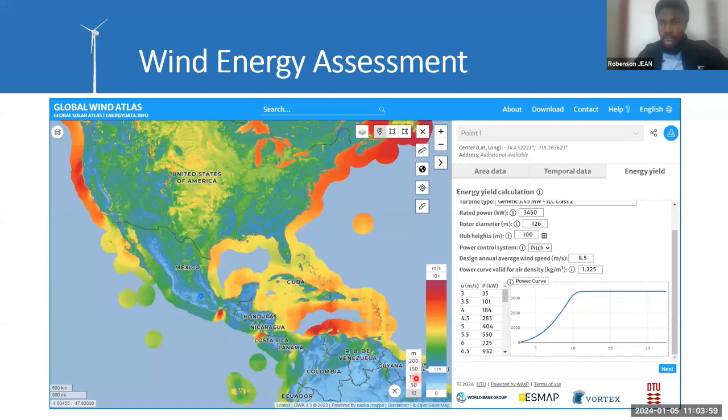And also this helps you to select the technology, like the rated power for the corresponding wind turbine, the height of the wind turbine, the range of wind speed, and the power curve of the selected wind turbine. So this is very powerful software in order to make a wind energy assessment.